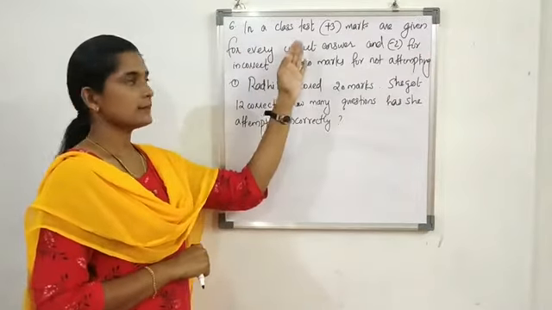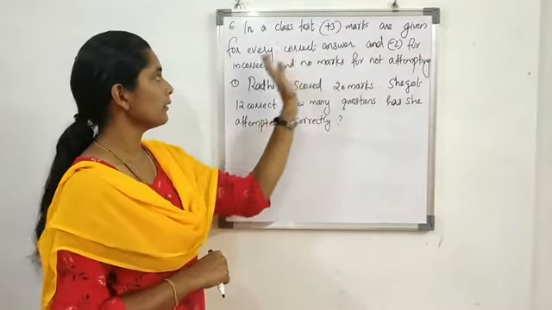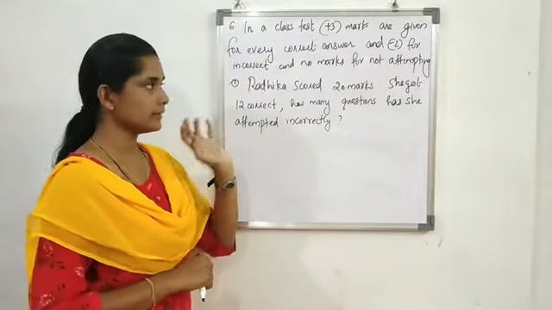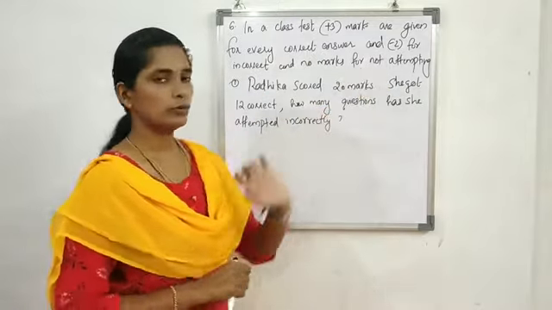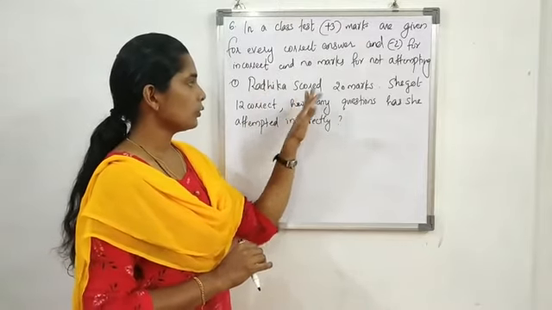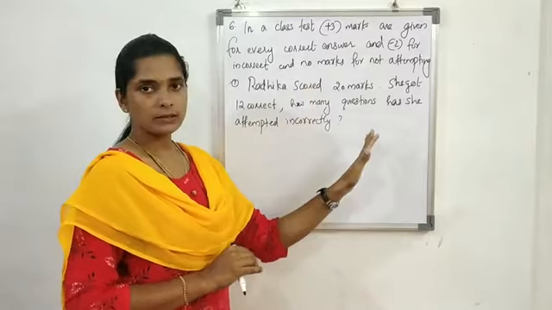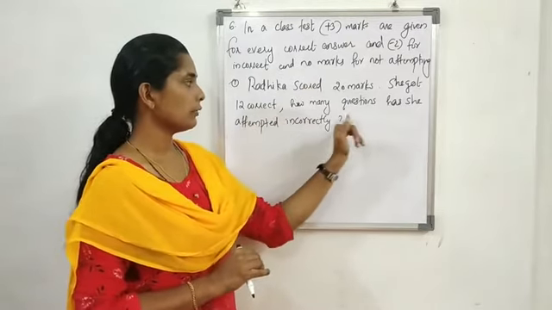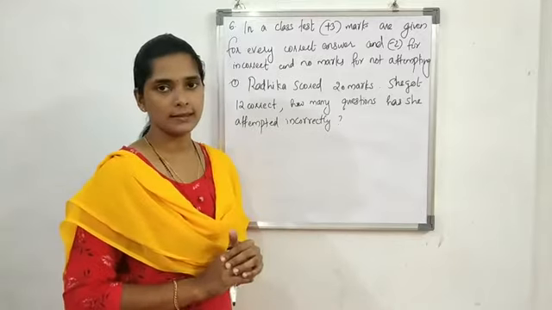In a class test, plus 3 marks are given for every correct answer and minus 2 for incorrect answers, and no marks for not attempting questions. Here it is given that Radhika scored 20 marks in total, and she got 12 correct answers. Then you have to find how many incorrect answers there are.